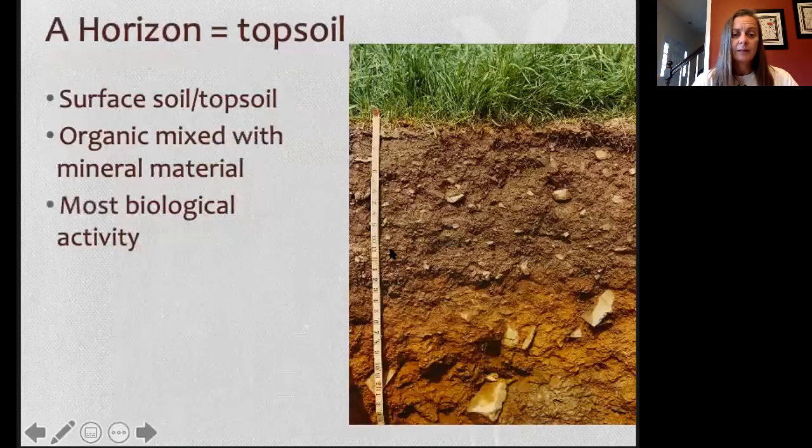Below the O horizon, we have the A horizon, which is the topsoil, what we think of as surface soil. This is organic material mixed with mineral material. This area has the highest level of biological activity, whether we're talking about nitrogen fixing bacteria, worms, other detritivores. This is the highest level in this area.